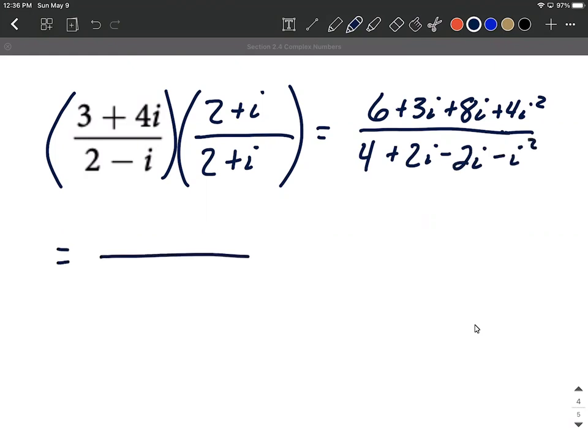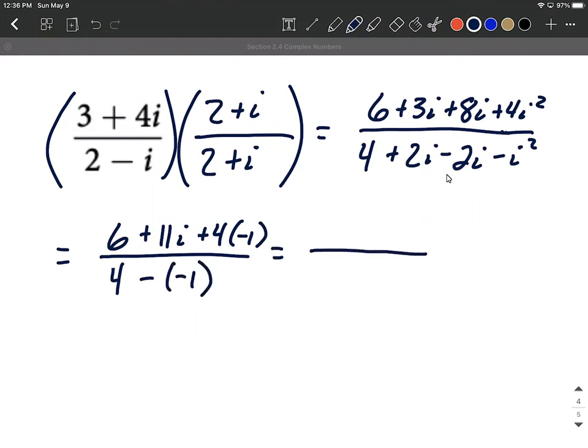All right, here's the place where we want to be careful: combine some like terms, and replace the i squareds with negative 1s. So the 6 comes along. We can say 3i's plus 8i's is going to make 11i, plus 4 times negative 1. Replace that i squared with negative 1. For our denominator, the 4 comes along. 2i minus 2i makes 0 i's. Minus, instead of i squared, we're going to replace that with a negative 1.